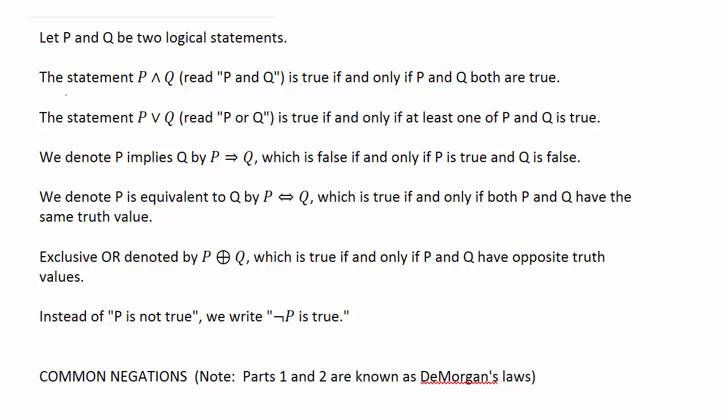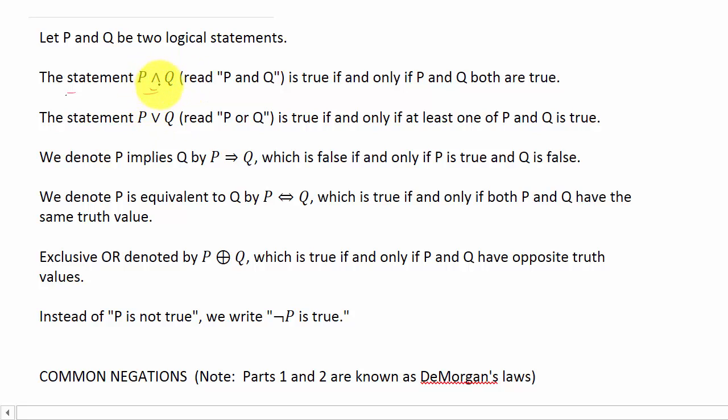Alright, so in this video we're going to look at truth tables. Here we're going to say let P and Q be two logical statements. The statement P and Q is true if and only if P and Q both are true. In other words, for this to be true, both statements have to be true. If one's false, or if both of them are false, then the whole statement would be false.